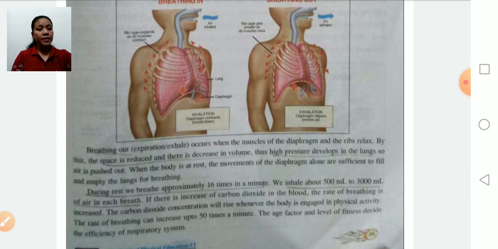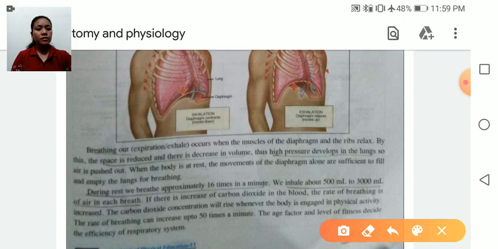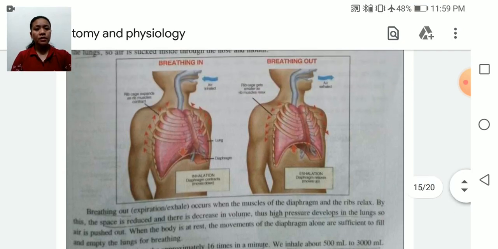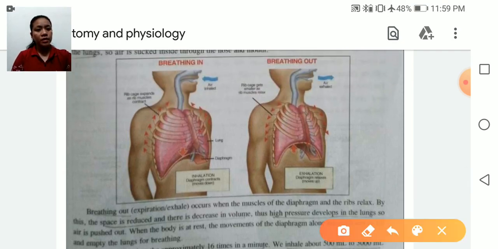By this, the space is reduced and there is a decrease in the volume, and thus high pressure develops in the lungs. So air is pushed out when the body is at rest. The movement of the diaphragm alone is sufficient to fill up the lungs. See it here. During breathe out, the rib muscles come inward, the diaphragm comes upward. Therefore there is a lot of pressure in the lungs.